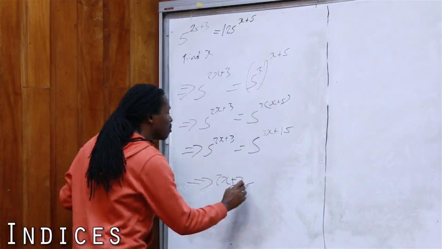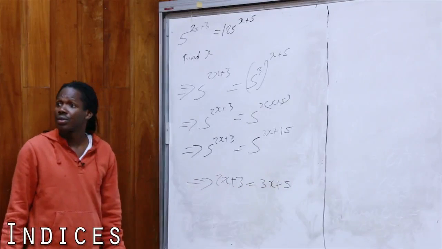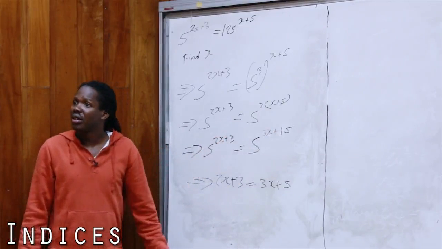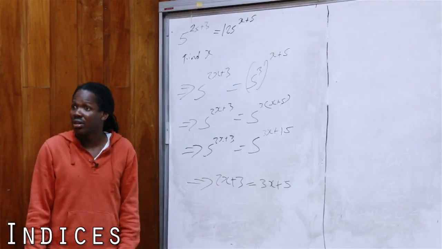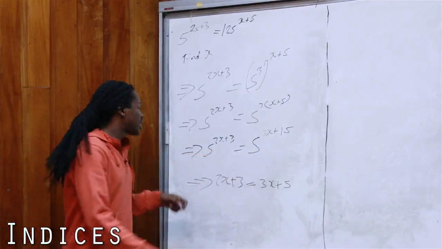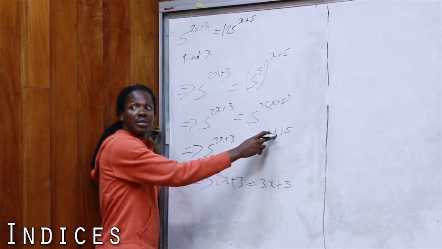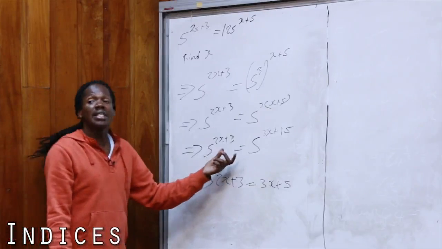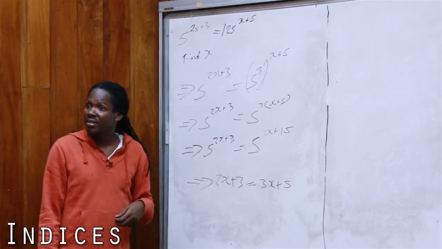2x plus 3 must be equal to 3x plus 15. If 5 to this power equals 5 to this power, then the powers must be equal. Only 5 squared can equal 5 squared. They're saying that 5 raised to this power is equal to 5 raised to this power. The only way it can be the same is if this is the same as this, since the base is the same as the base.